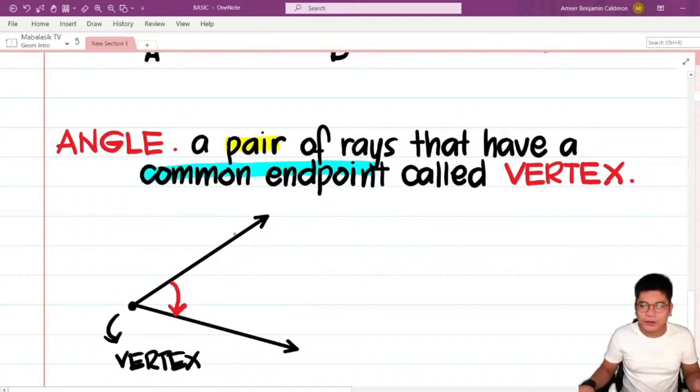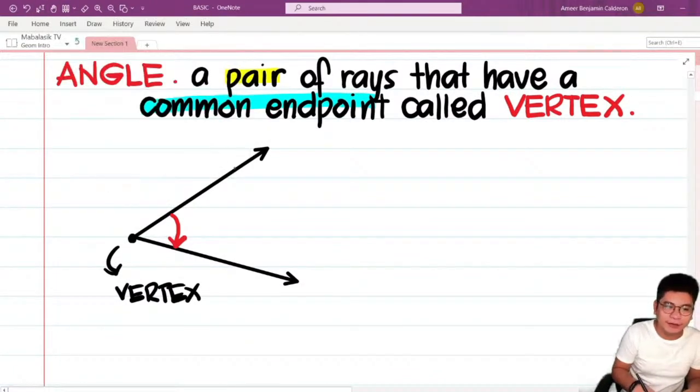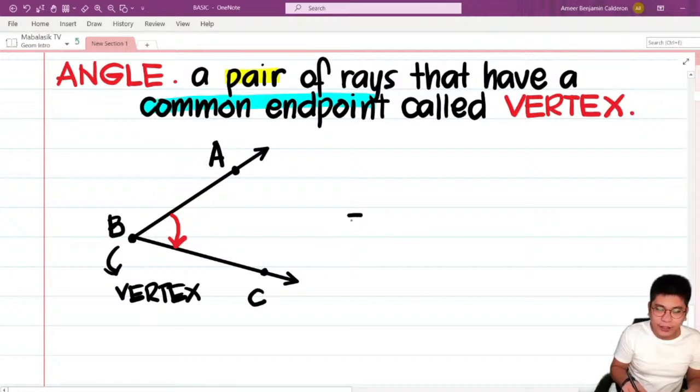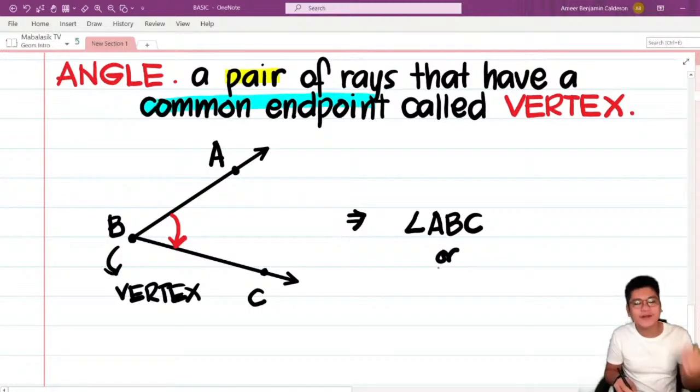For example, we identify 3 points. For example, this is point A. The vertex is point B. And this is point C. Therefore, this is angle A, B, C. That is the symbol for angle. Angle A, B, C. Also, we can name the angle using its vertex alone. So, pwedeng angle B lang.